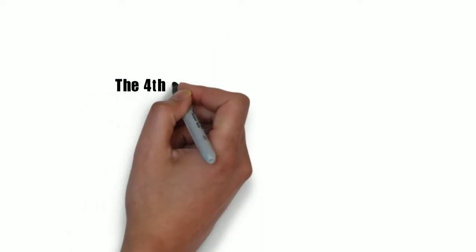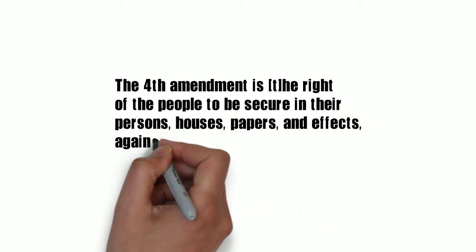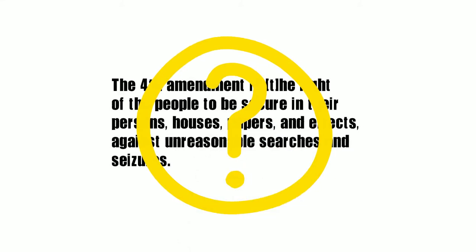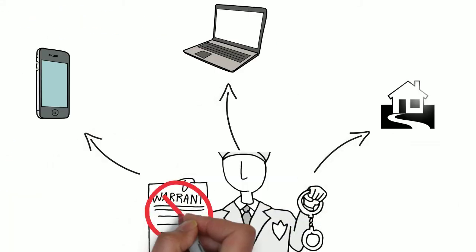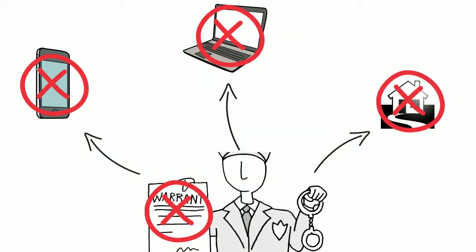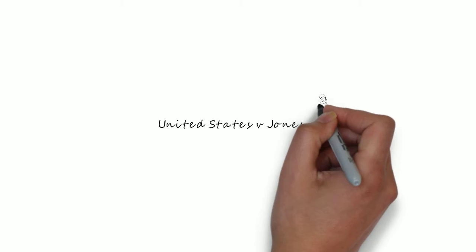The Fourth Amendment is the right of people to be secure in their persons, houses, papers, and effects against unreasonable searches and seizures. So basically, without a warrant, any officer or agent really could not search your house, phones, files, etc. as evidence against you, of course. That is in fact illegal. But the real question is, what is the extent of the Fourth Amendment?